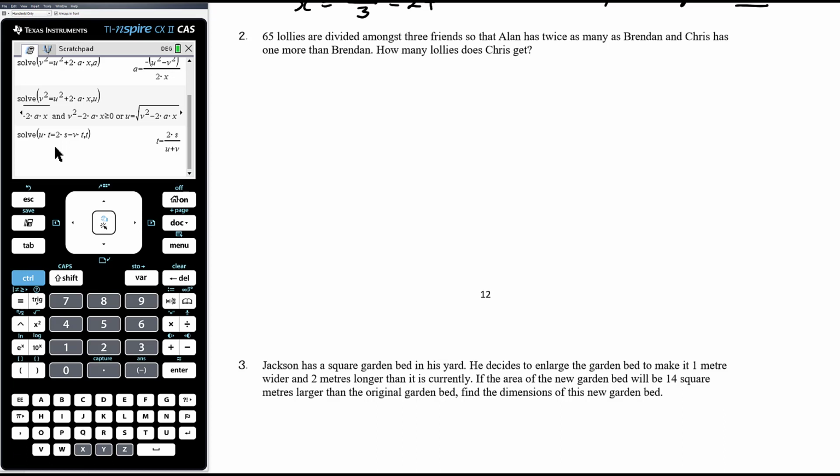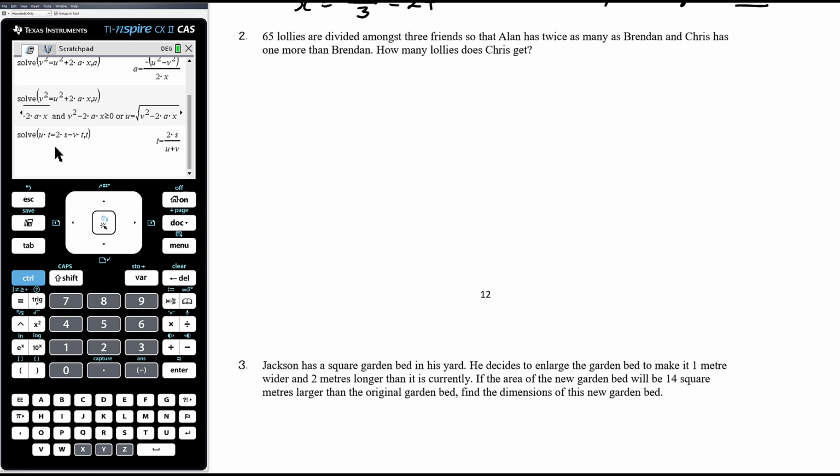I don't want to introduce 3 different variables. If I introduce 3 variables, I need 3 equations. I want to try and introduce one variable and then express the other quantities in terms of that variable. So for me, the easiest place to introduce the variable is to let Brendan's lollies be the variable, because we're told about how many lollies Alan has compared to Brendan, and we're also told about how many lollies Chris has compared to Brendan. So it's going to be easiest to construct my other variables if I let the unknown quantity be the number of lollies that Brendan has.